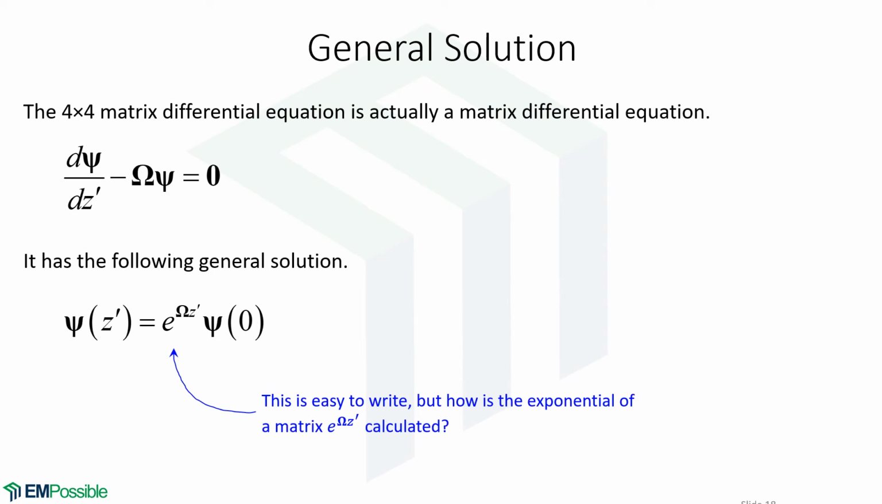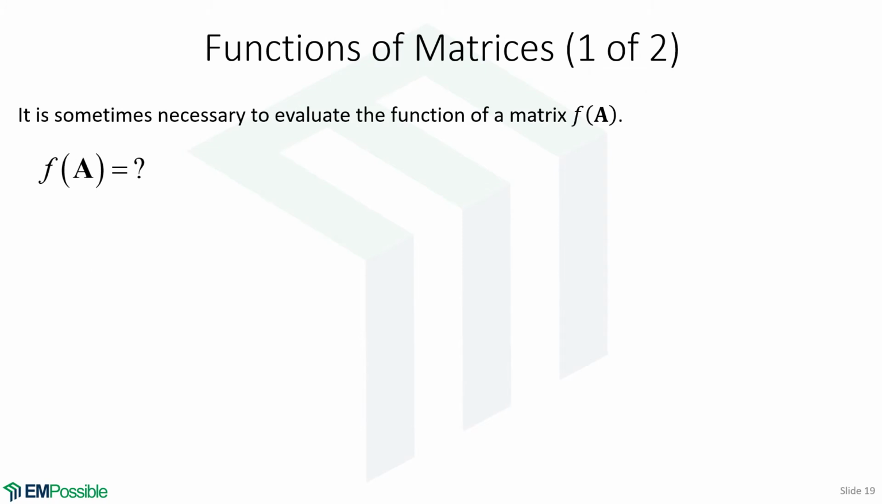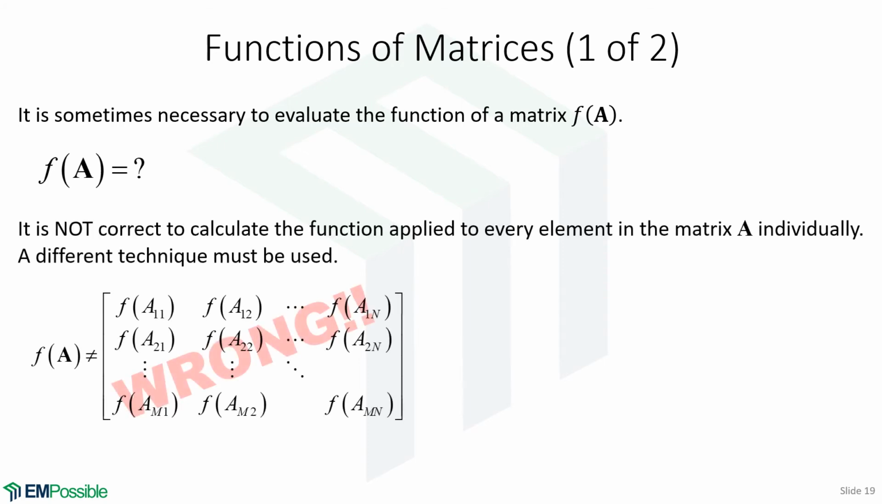But remember, this omega was a 4 by 4 matrix. How do we calculate the exponential of a matrix? It's not as easy as just going into that matrix and calculating the exponential of all the elements. That would be an array operation. This is a matrix. So we sort of have this general problem. What happens when you apply a function to a matrix A? How do we write what that is in some easy fashion? We can't just apply that function to each of the elements, so we have to do something else.